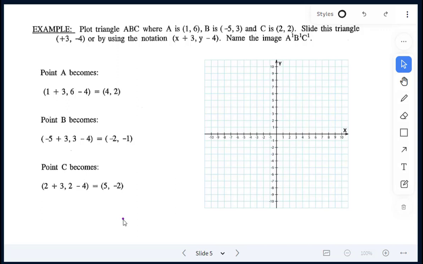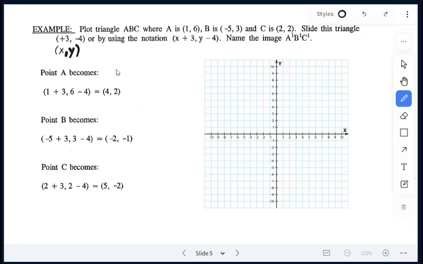So here we're going to plot a triangle ABC. We're given our points for it, and then we're going to slide the triangle given this notation, positive 3, minus 4. So recall when we were looking at ordered pairs, it's always x, y. So whenever we look at that notation, it's represented like x and y, like that. So that means it's positive 3 in the x direction and 4 in the negative y direction.